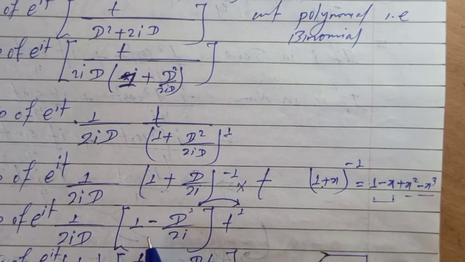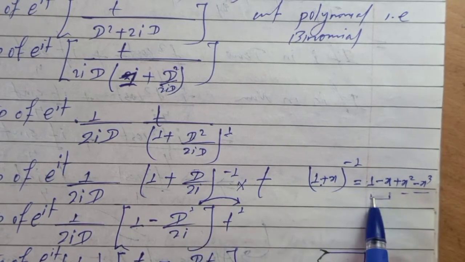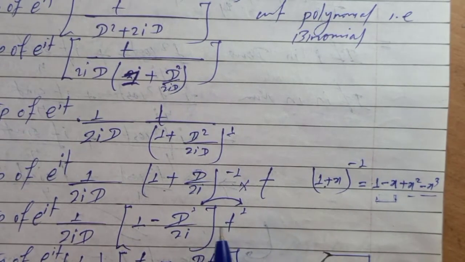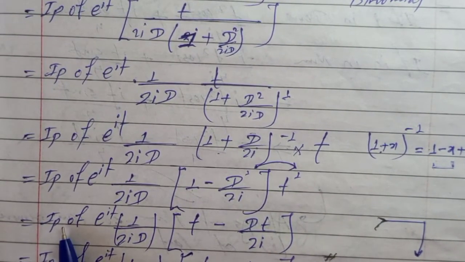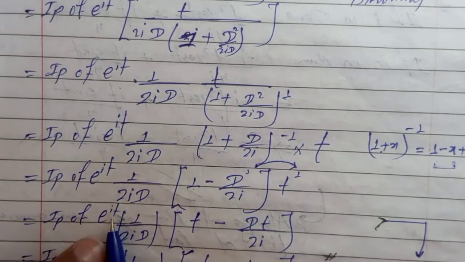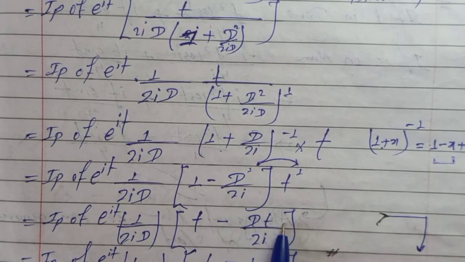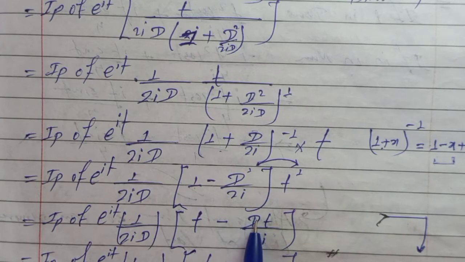So our format becomes like this, 1 minus D by 2i, which is total x, whole to the power 1, up to this term only, because t has got only one power. And after applying binomial, we're going to send our t inside, then it will look like this: the imaginary part of e to the power it, and this is just being copied from top to down, just as multiplied. And this is our term 1 by 2iD, and this is our formation after sending t inside of the bracket, which becomes t minus Dt by 2i.